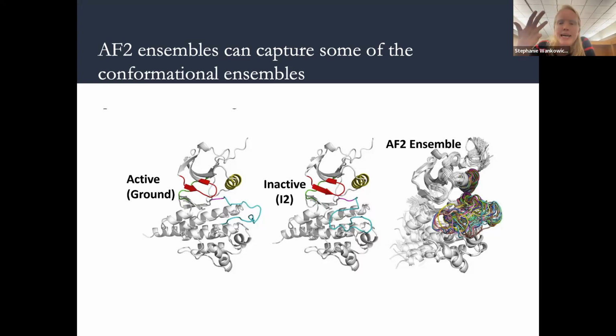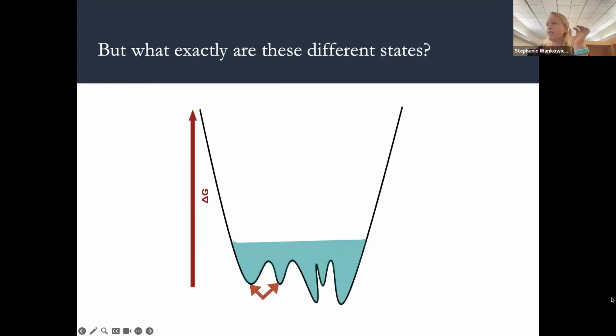Is it just not predicting well? Is it that there is conformational heterogeneity here, or differences in the conformation? Or is it just capturing something in the middle? And so to be able to apply this to novel proteins that we might not have information about is very, very tricky.